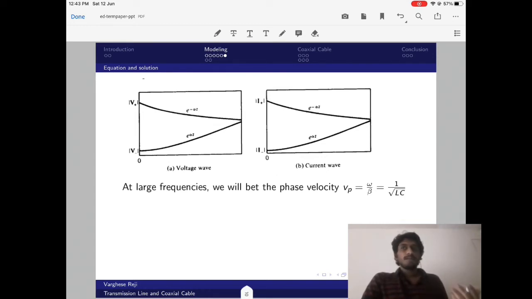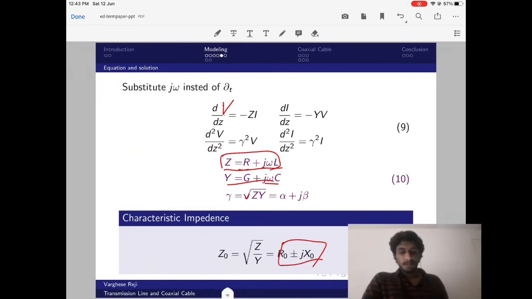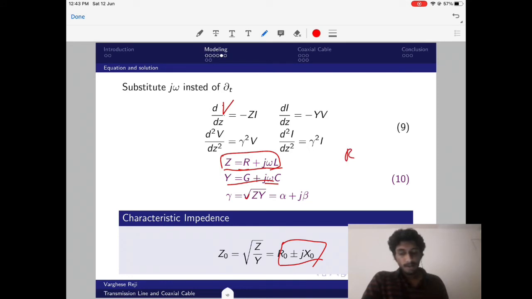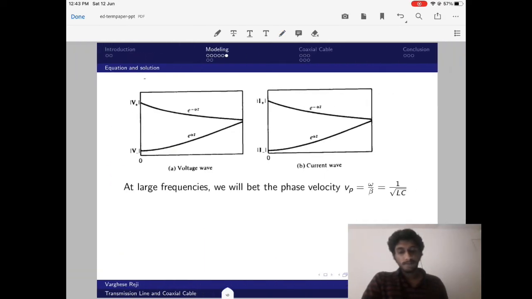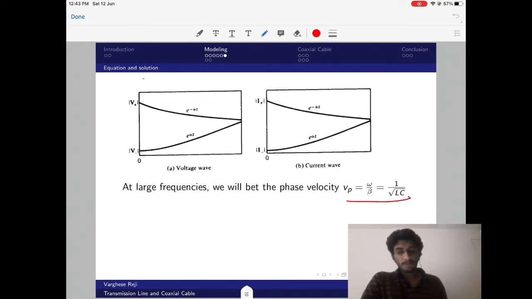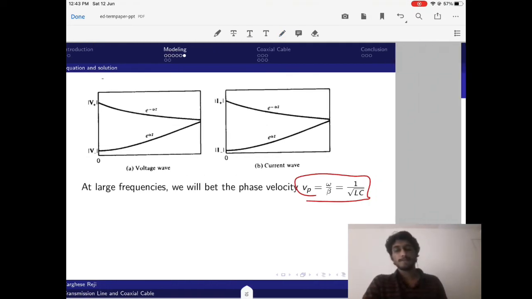If we treat it at very high frequencies, R will be much less than omega L, and G will be much less than omega C. Then we will get the phase velocity of the signal like this. That is 1 by root L C. This is familiar to us.